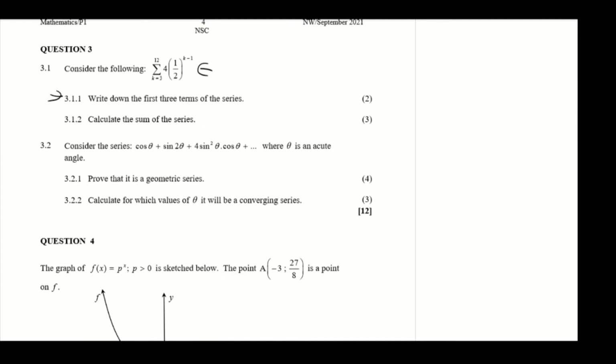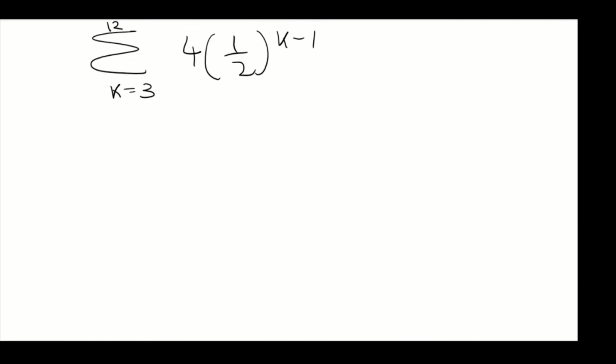3.1.1, we are asked to write down the first three terms of the series. The first thing we're going to do is write our sum. We are given our sum, which is 12 at the top and k equals 3, of 4 into 1 over 2 to the power of k minus 1. To find the first three terms of the sum, we're going to say k.